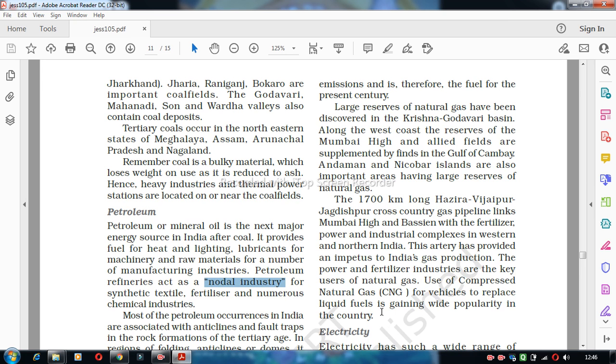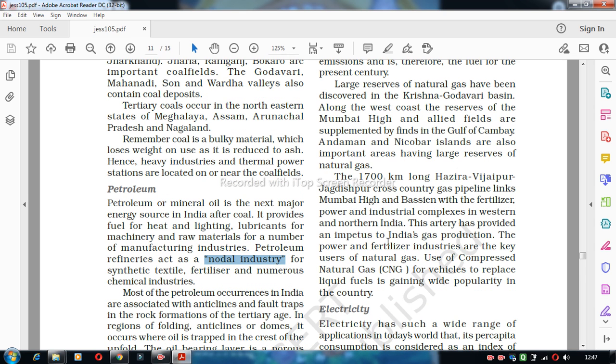So as I stated to you, the HVJ, right? That's 1700 kilometer. That's the HVJ, the gas pipeline that crosses India, linking Mumbai High with the fertilizer plants.